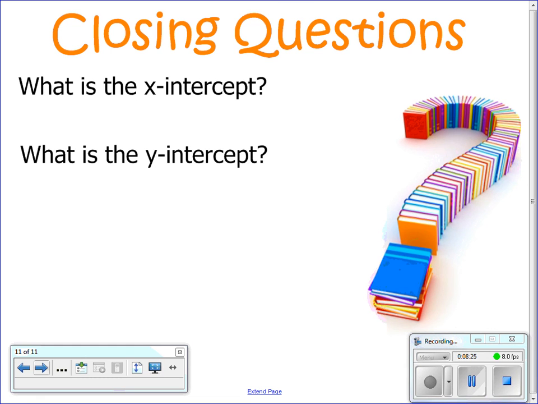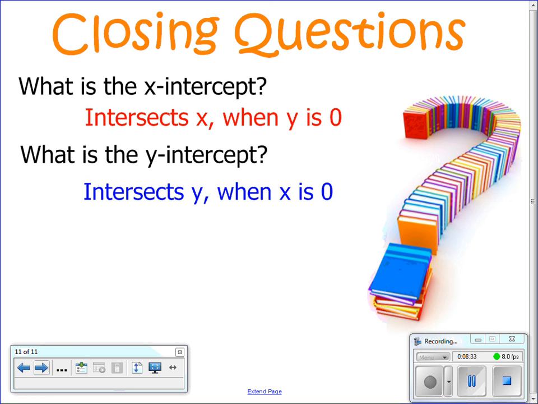What is the x-intercept? That's when our line crosses the x-axis and y equals 0. The y-intercept is where it intersects the y-axis and when x is 0.